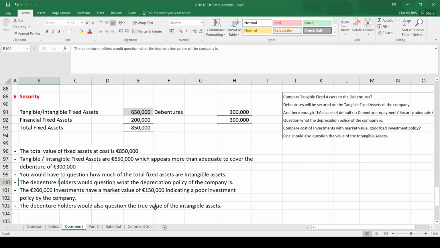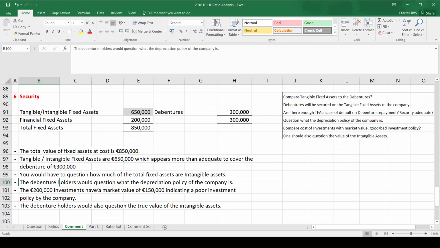So there does seem to be adequate security for the loan. Another sentence you can put in is that the debentures are always secured on the tangible fixed assets of the company.